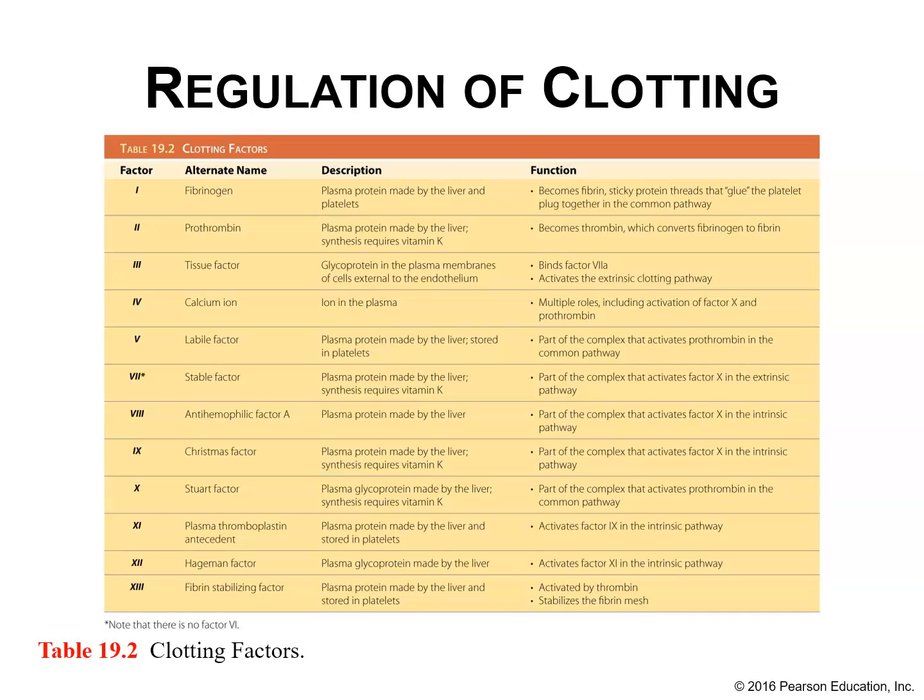11 is also called PTA, plasma thromboplastin antecedent. It's a plasma protein made by the liver and stored in the platelets. And then factor 12 is also called Hageman's factor. And factor 13 is also called fibrin stabilizing factor. It's activated by fibrin and stabilizes the fibrin mesh.